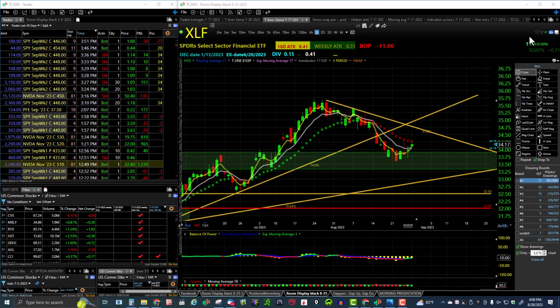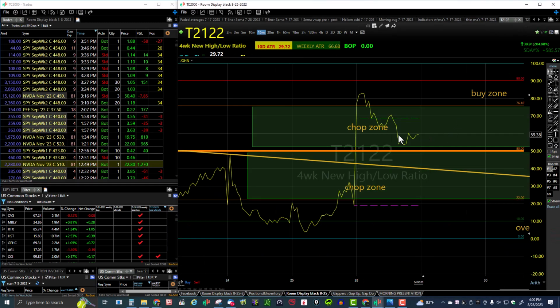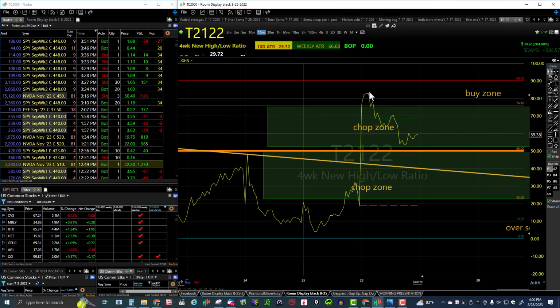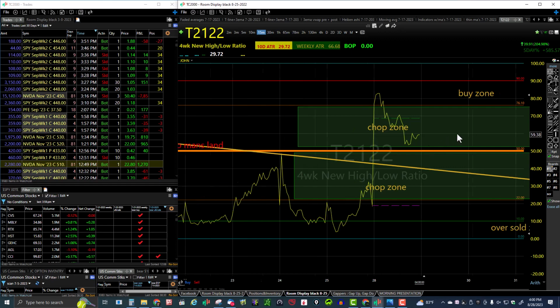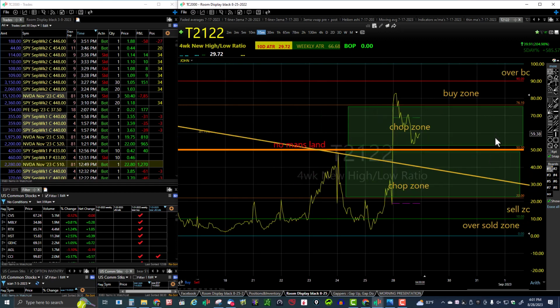And let's go take a look at our T2122 for today. Briefly up in the buy zone and then just chopped away all day, all the way back to the midpoint. So if this is the high or low, I'll take it as long as we get back into the buy zone sometime tomorrow. Really don't like hanging out in this area. T2122.